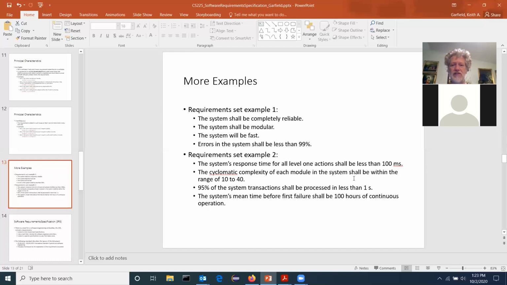Errors in the system shall be less than 99%. That's really weird because they actually made it where technically your system could be 99% composed of errors, and you've met that one. And they really meant they wanted the system to function correctly 99% of the time. Well, by the way, already there's some confusion of how do you measure that. Is it measured in hours or is it measured in user requests?